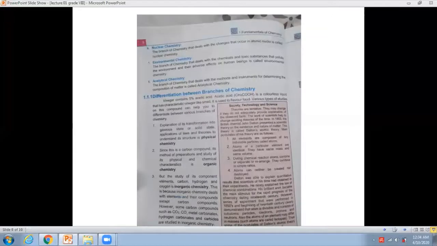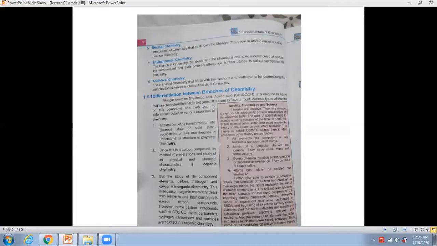The sixth branch of chemistry is nuclear chemistry, and again, nuclear comes from the nucleus. All those compounds which are radioactive, meaning they emit radiation, the process is called radioactivity, and those substances are called radioactive substances. Isotopes we also study in nuclear chemistry. Actually, the branch of chemistry that deals with the changes that occur in atomic nuclei is called nuclear chemistry, because the changes in the nucleus of an atom cause these radiations to be emitted, and we study those changes in nuclear chemistry.